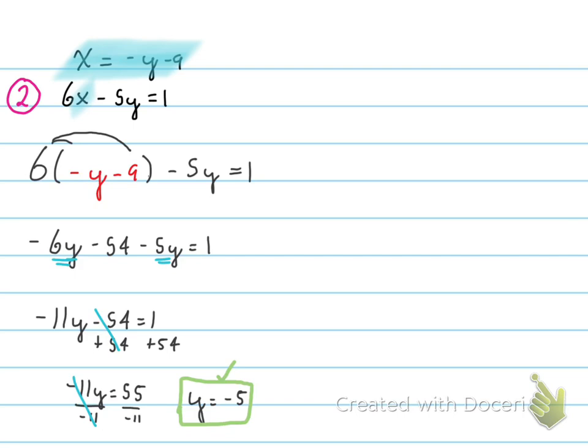Again, I can't forget, I also now need to solve for x. I'm just going to go ahead and plug it into that top equation. I'm replacing y with negative 5, so I have x equals negative of negative 5 minus 9. Negative of a negative gives me a positive, so x will end up giving me negative 4.